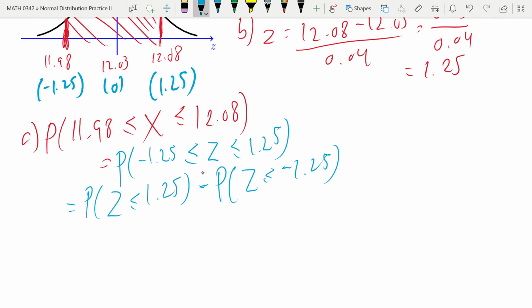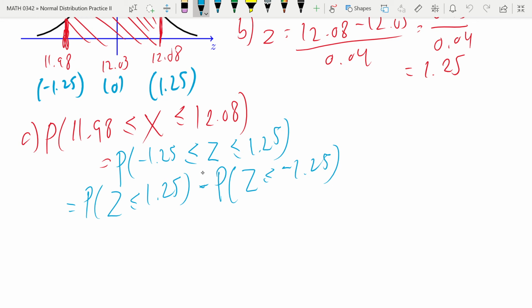Now, keep in mind that just because these two are the same number but different in sign does not mean that the value on the right is opposite the value on the left. What do I mean by that? The probability that z is less than minus 1.25 is not the negative of z less than 1.25. So we need to be careful here in understanding that.